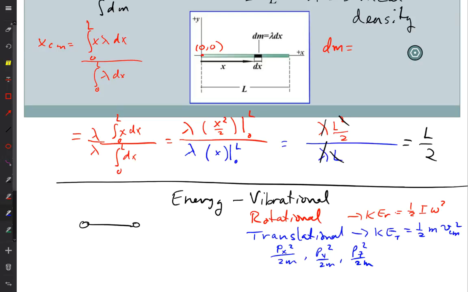So there are only two pieces here. We're going to have 1/2 Ixx omega x squared and 1/2 Iyy omega y squared. But there's no 1/2 Izz omega z squared because Izz is 0. So that's why that wasn't a trivial calculation.